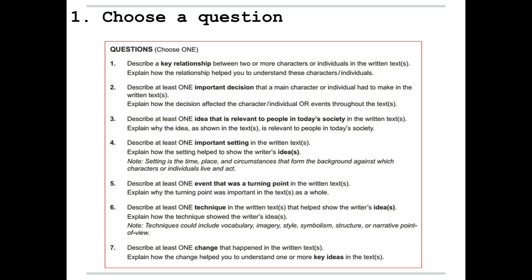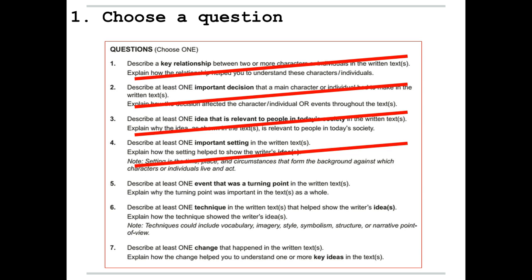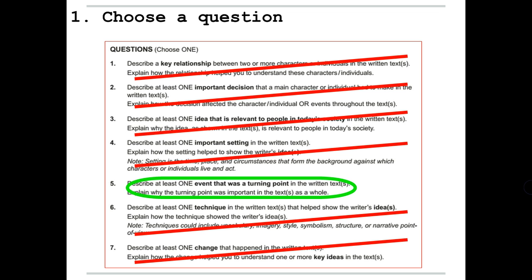The way I like to do it is by really quickly eliminating the questions you don't like the look of. Don't put too much thought into it. The longer you take in this part of the process, the less time you'll have to actually write your answer. So when I first looked at these, I just went like this. No, no, no, no, maybe, no, no. Okay, that's the one I'm doing. It's as simple as that.